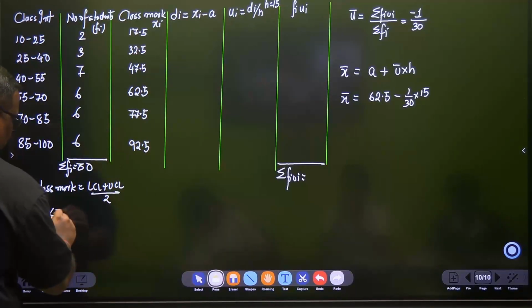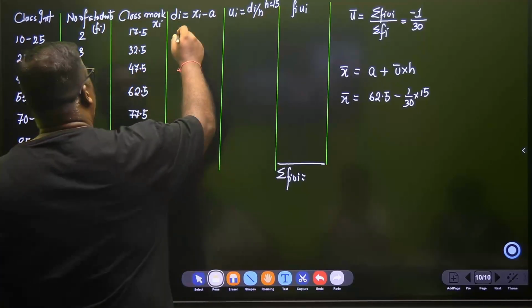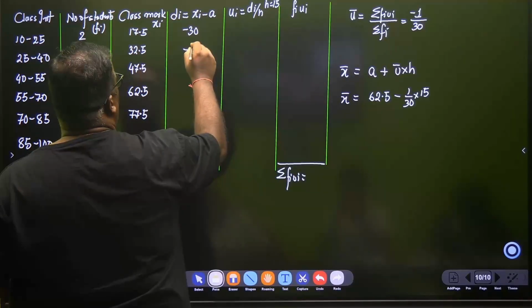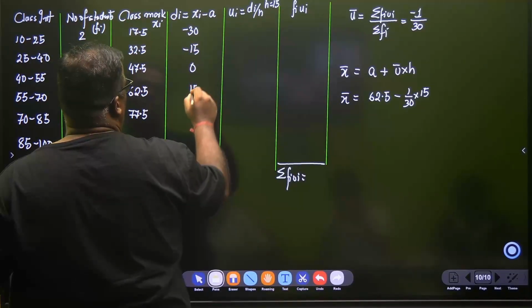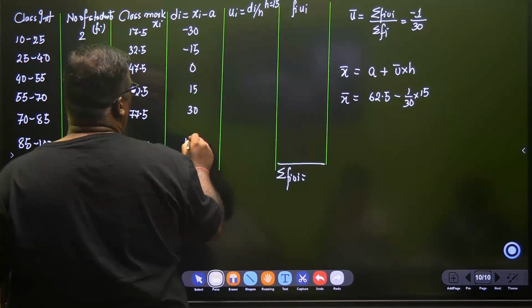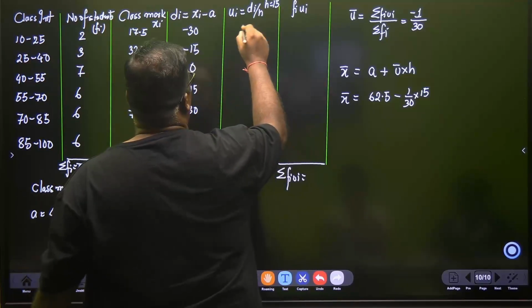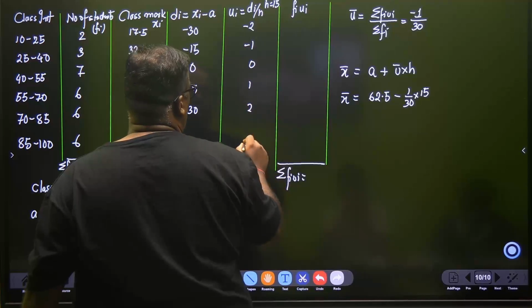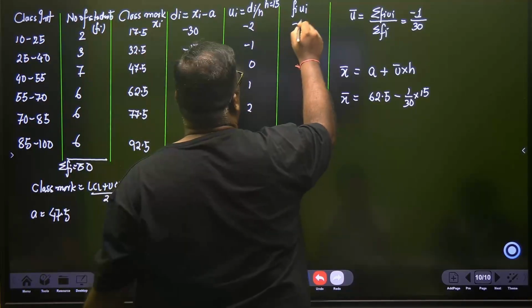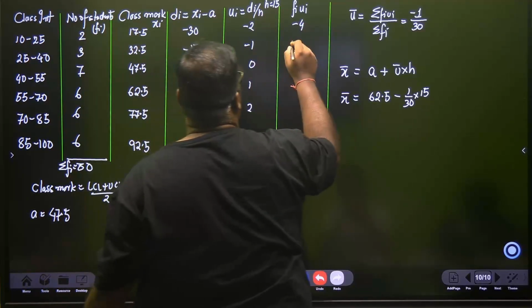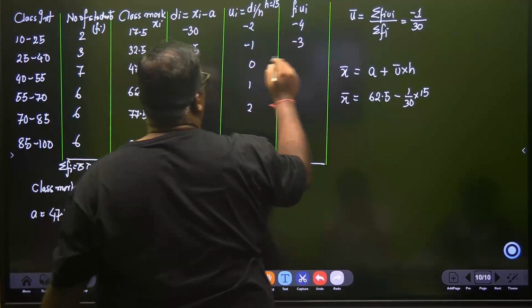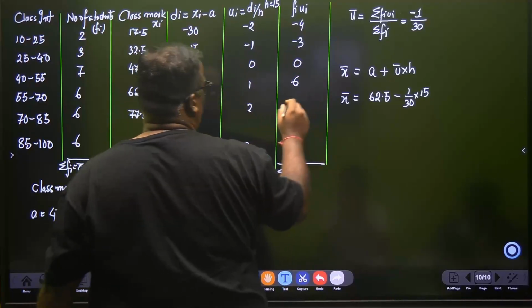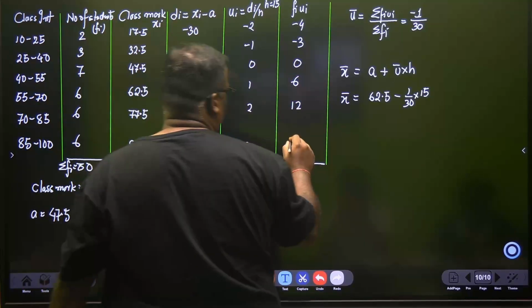Okay, 47.5 is our assumed mean. So what is the first value you got? Minus 30, right? Minus 30, minus 15, 0, 15, 30, 45. Agreed? Divide them by 15. This becomes minus 2, minus 1, 0, 1, 2, 3. 2 into minus 2 is minus 4. 3 into minus 1 is minus 3. 7 into 0 is 0. 6 into 1 is 6. 6 into 2 is 12. And 6 into 3 is 18.